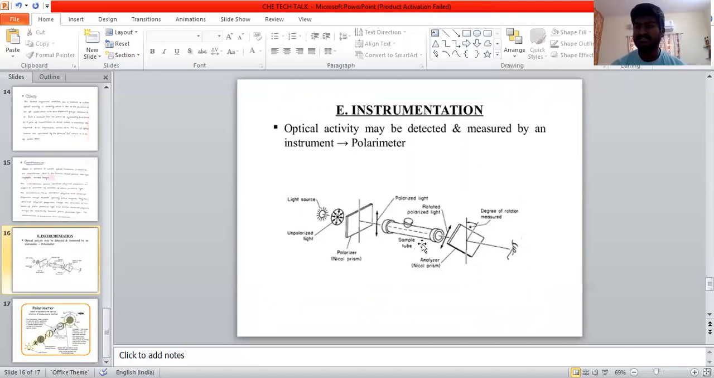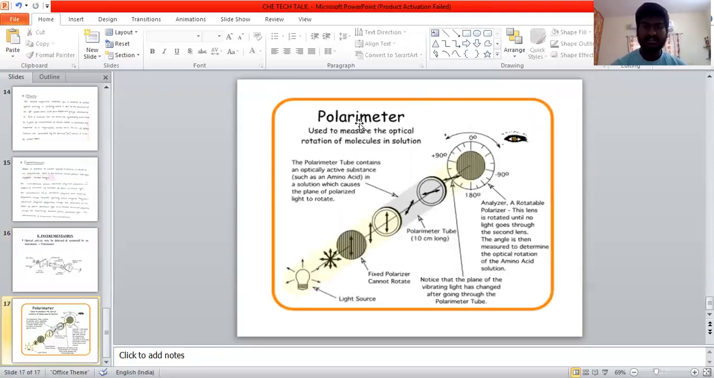When you pass the polarized light through the sample, it is going to be rotated, and in order to find the degree of rotation, we are using this analyzer. Using this, we get the degree of rotation. From this degree of rotation, you can calculate the specific rotation and find out whether the substance is dextrorotatory or levorotatory. This is the polarimeter, the device which is used. This is your unpolarized light, and this is a polaroid, the Nicol prism.